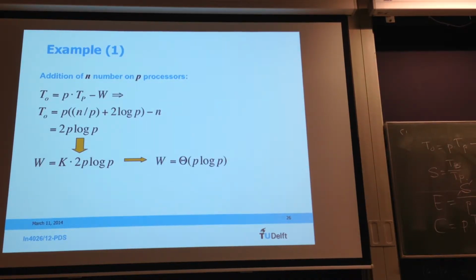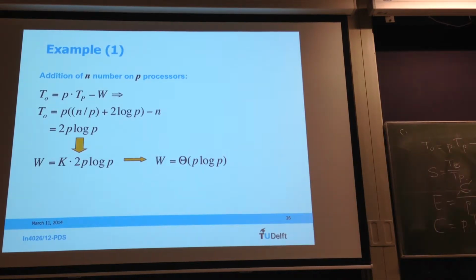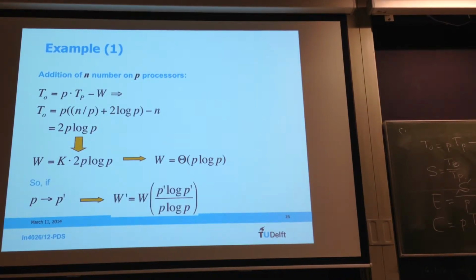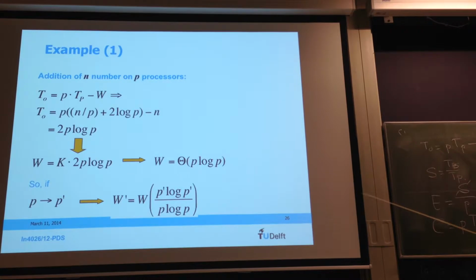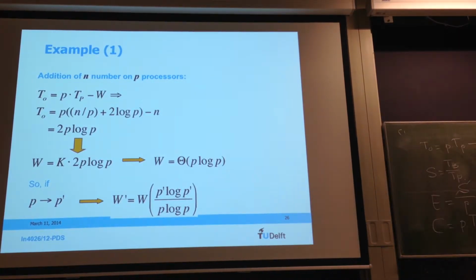Which means that, because this is a constant, the workload is in the order of P log P. Meaning that if we want to enlarge the number of processors from P to P prime, we have to enlarge the workload with this factor to keep the same efficiency.